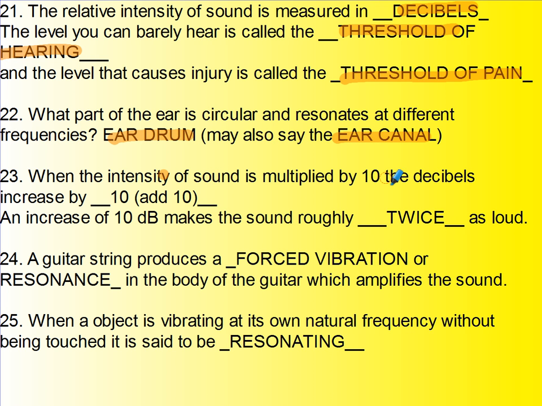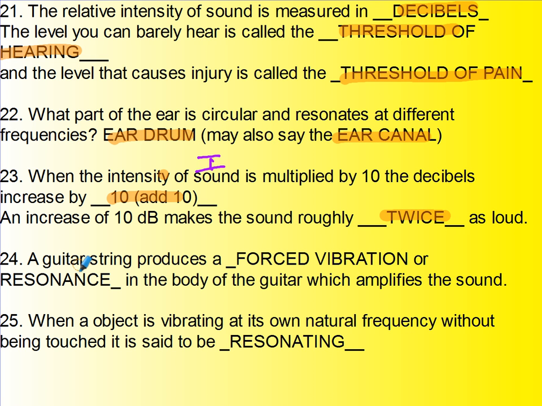Okay, when the intensity of sound is multiplied by 10, now intensity is I, this is one that goes up by powers of 10, the decibels increase by 10. You just add 10. And increasing 10 decibels makes the sound twice as loud. Go back to that chart I went through.